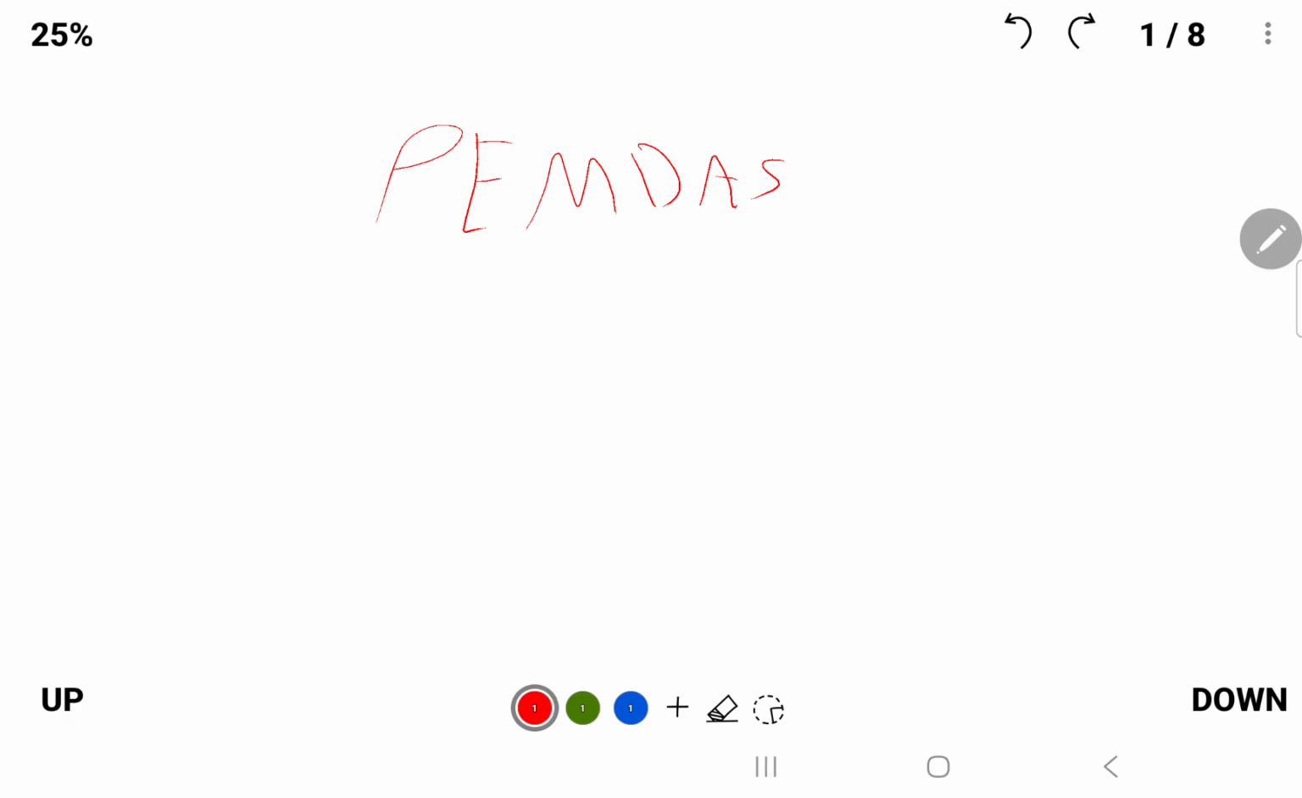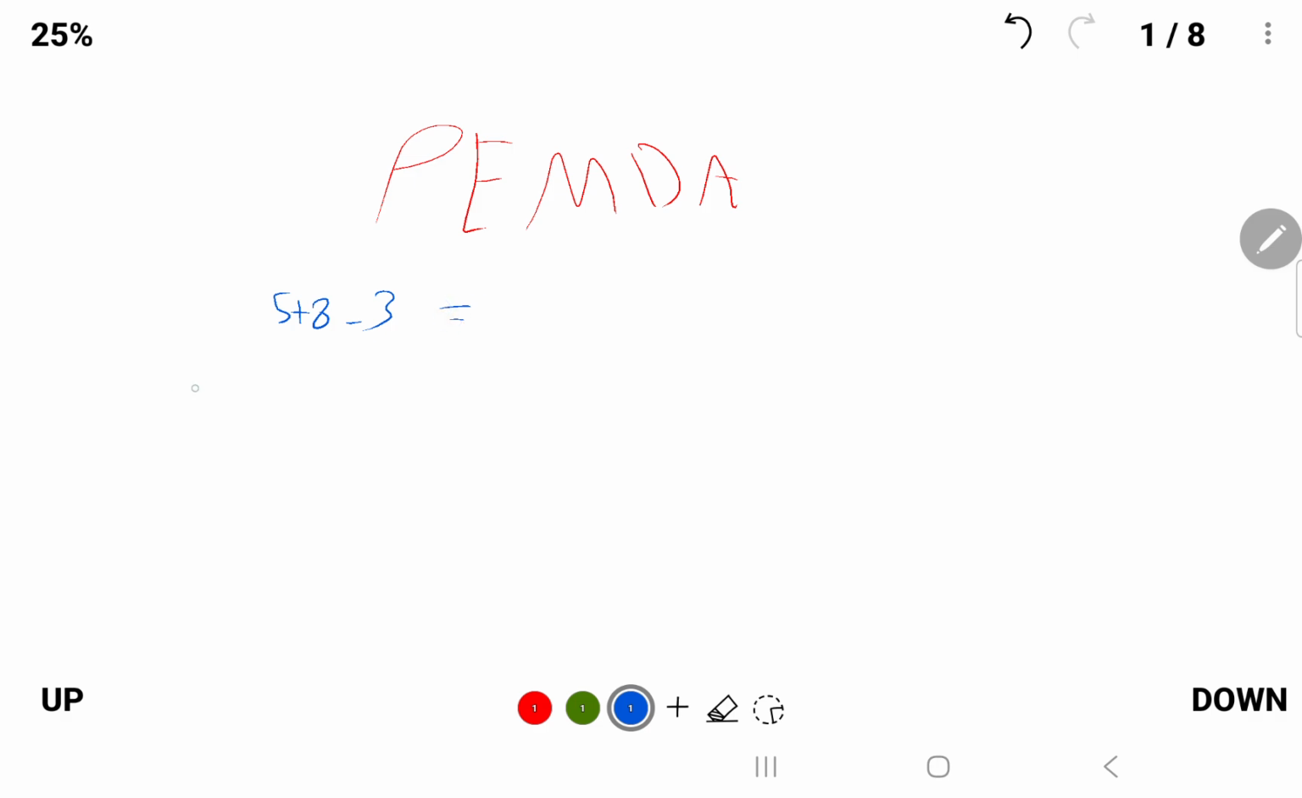Parenthesis has more priority than exponent, and the exponent has more priority than multiplication and addition. Multiplication and division have the same priority. Addition and subtraction have the same priority. For example, let's say we have 5 plus 8 minus 3. We can solve this equation in any order.